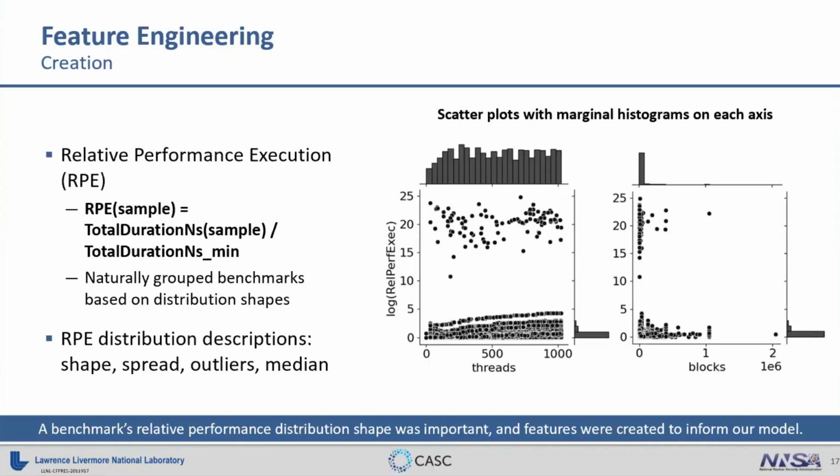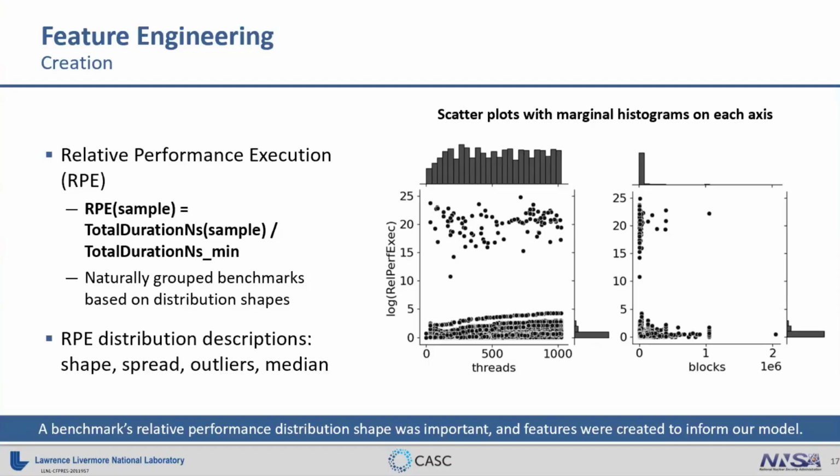Therefore, we created a new feature called relative performance execution, which is defined as the execution time of the benchmark sample, total duration nanoseconds, relative to that benchmark's fastest performing configuration, thereby predicting rank performance instead of execution times. Shown in the 2 scatter plots to the right are launch parameters, threads and blocks, versus the new relative performance metric.